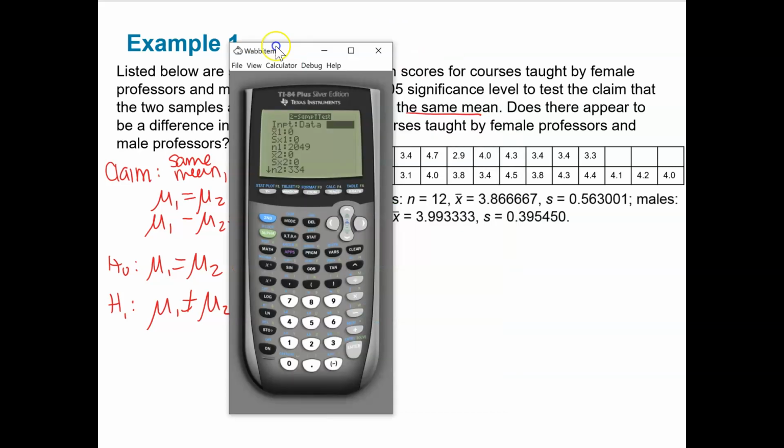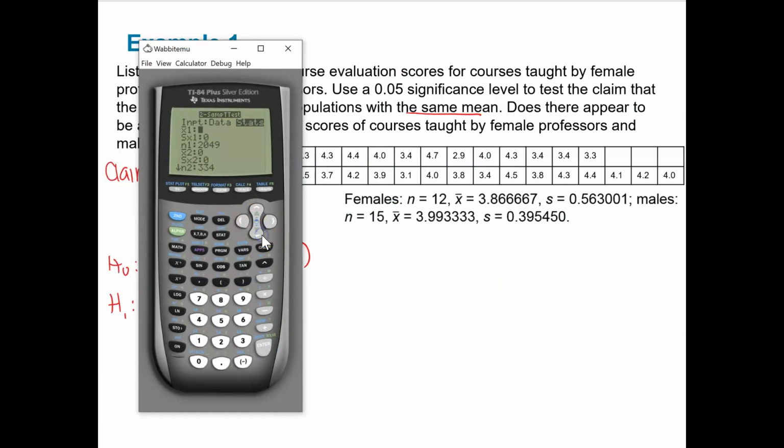Now we do have the stats here. Females are our 1, so our x bar 1 is 3.867, the standard deviation is 0.563, and the n is 12. Then x bar for the second population, or the second sample, and the standard deviation 0.395, and n2 is 15.